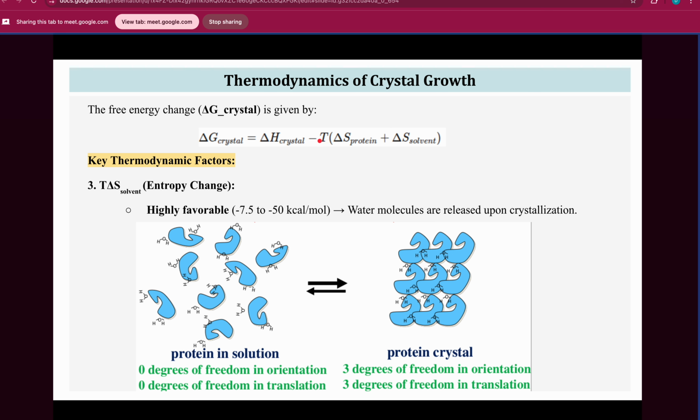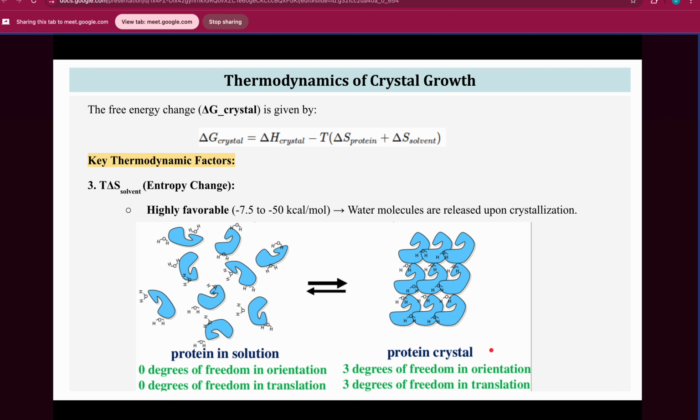Now the last term, which is T delta S of solvent. This is also the entropy change, but of the solvent. Previously we looked at the movement of protein. Now we will look at the movement of the solvent, that is, how freely the solvent can move. This is highly favorable in the protein crystal. When protein is in solution, the water molecules are attached to each individual protein unit. So now the proteins are moving, not the water molecules individually. So solvent movement is lesser and protein movement is more.